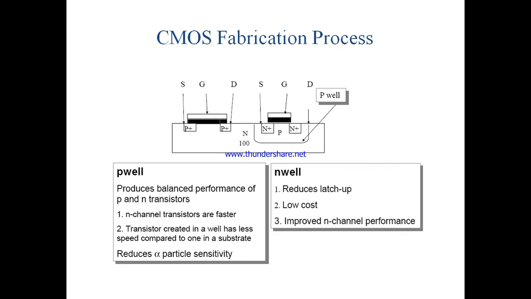In CMOS fabrication process, P-well produces the balanced performance of P and N transistors. N-channel transistors are faster. Transistors created in a well have less speed compared to one in a substrate. It reduces alpha particle sensitivity. In N-well, it reduces the latch-up condition, low cost, and improved N-channel performance.